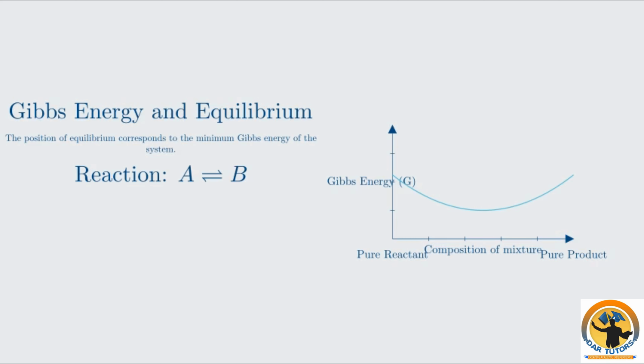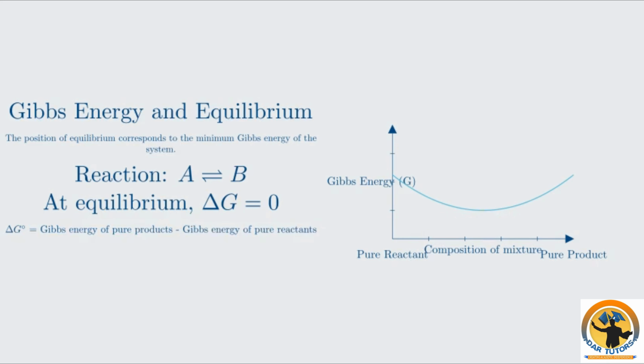The system will always spontaneously move towards the state of lowest Gibbs energy, which is the minimum point on this curve. This minimum corresponds to the equilibrium mixture. At this point, delta G is 0, meaning there is no tendency for the system to change. Now let's see what happens to this curve when delta G naught is positive or negative. Remember, delta G naught is the difference in Gibbs energy between the pure reactants and pure products.